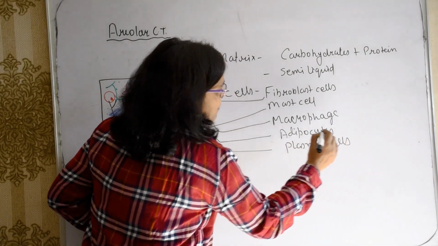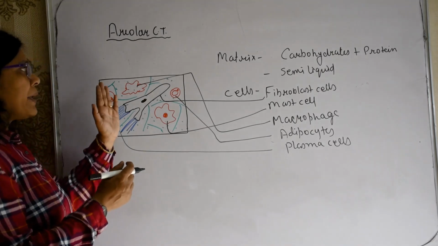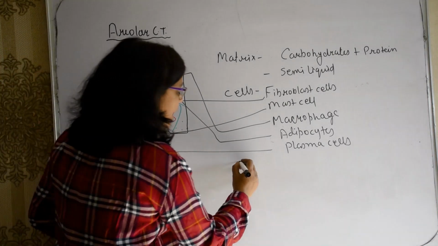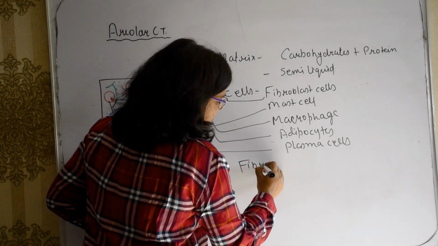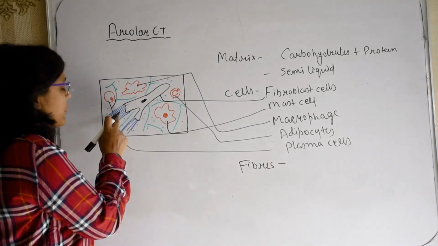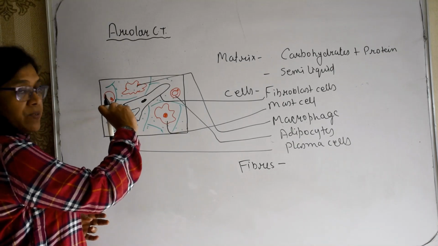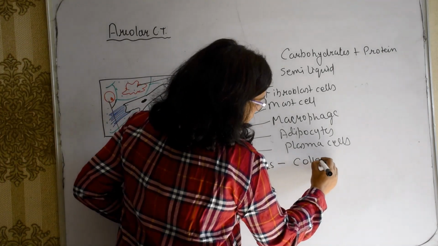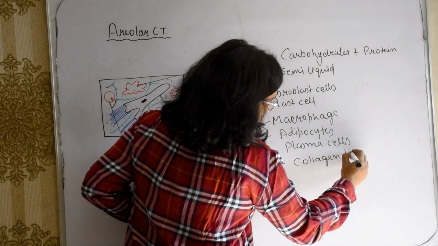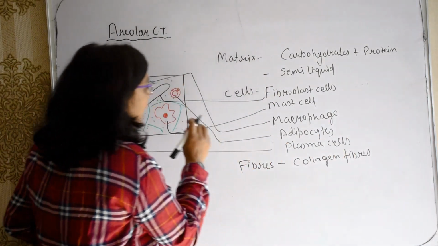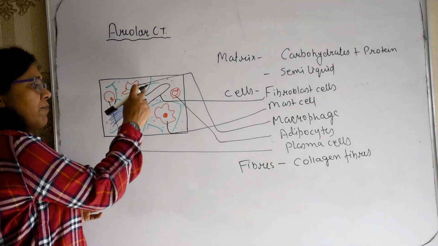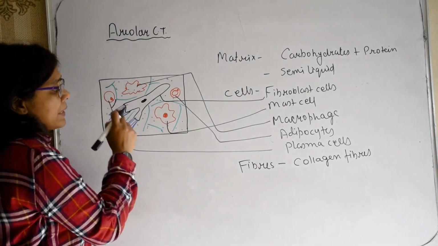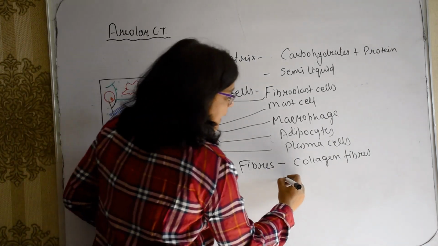So these cells are present in the matrix of the areolar connective tissue, and the third component, which is called fiber, is also present. Here you can see the fibers which are present in bundles, that is collagen fiber. And here some fibers are present singly, and this fiber is elastic fiber.